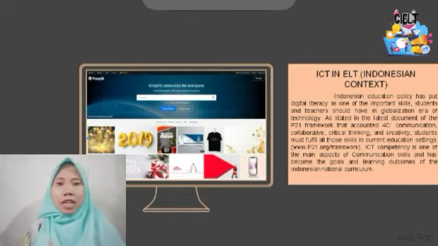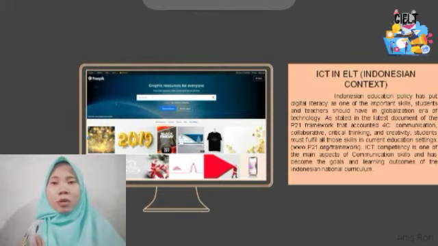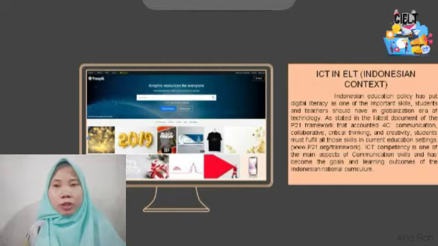And then ICT competence is one of the main aspects of communication skill and has become a goal and learning outcome of the Indonesian national curriculum. The curriculum in Indonesia is K13. Communication skill is the basis of language, so the outcome of communication skill is important if we study language.